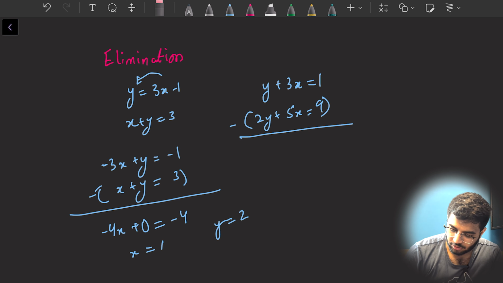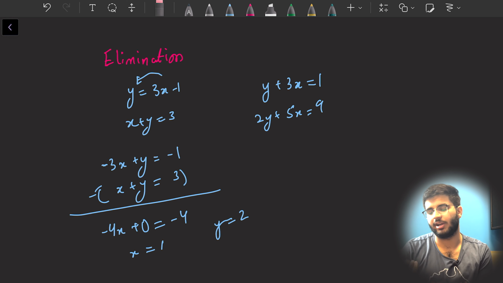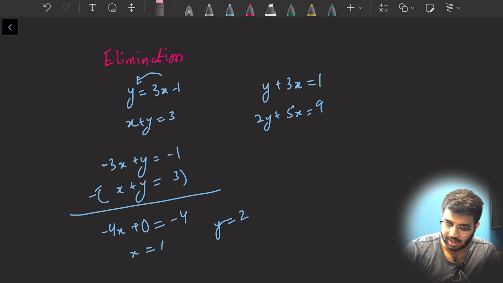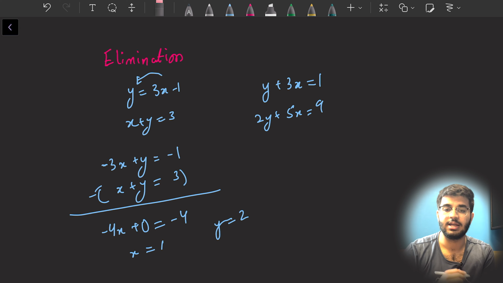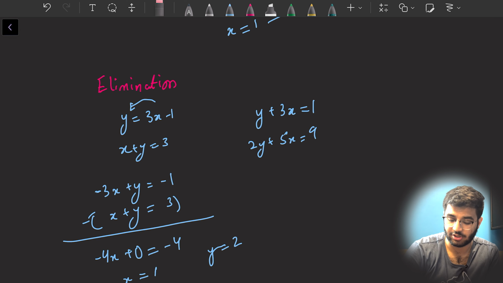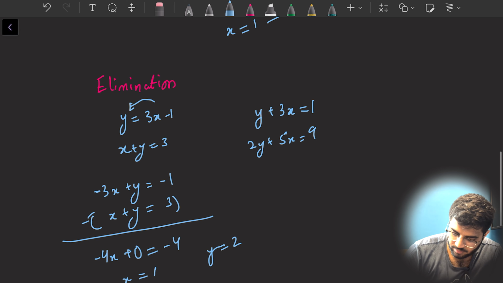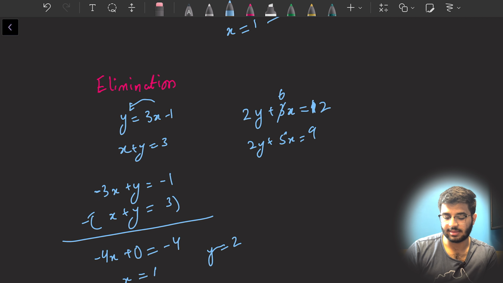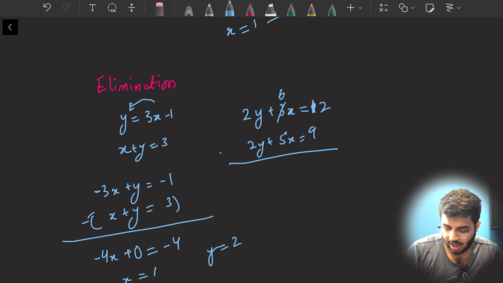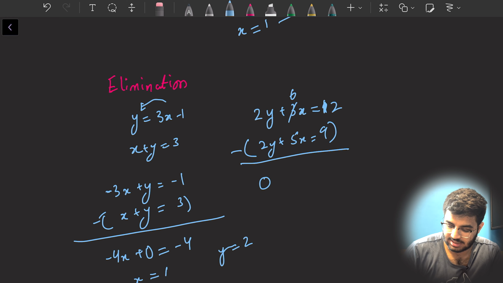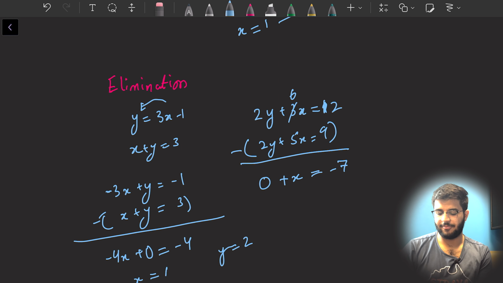So what you really want to do before you go ahead and do this is choose a variable, whether it's x or y, whichever one you want, and make the coefficient of that variable the same in both equations. So in this case, I want my y to have the same coefficient. I'm just going to times the first equation by 2, which would give me 2y, 6x, and 2. You have to multiply both sides by 2. Now you can see that the y has the same coefficient. So now when I subtract, I get 2y take 2y, giving me a 0. 6x take 5x gives me a 1x, and then 2 take 9, which is negative 7. And we can go ahead from there.